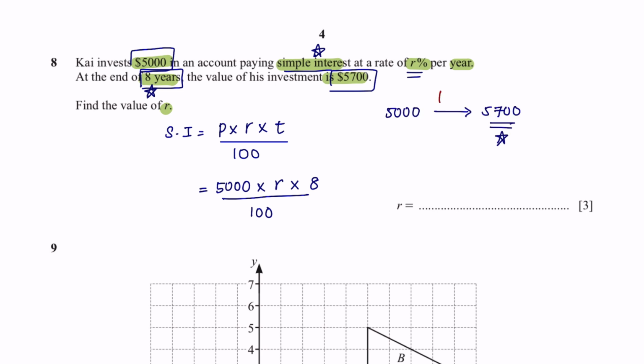This means that he has gained a profit of 700. So 700 here would be the amount of our simple interest. Now rearranging this formula, we will get R equals to 1.75.